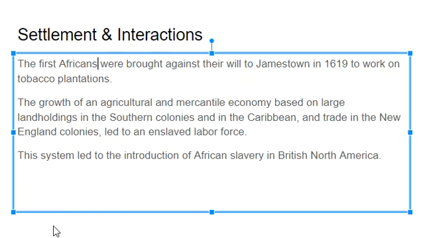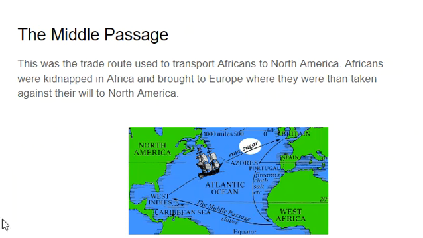And this system led to the introduction of African slavery in British North America, which is very important as this course goes on. Slavery becomes an issue. It's an issue for a long time. Even today, there's still things that come up with it. But this is where slavery starts in the United States.